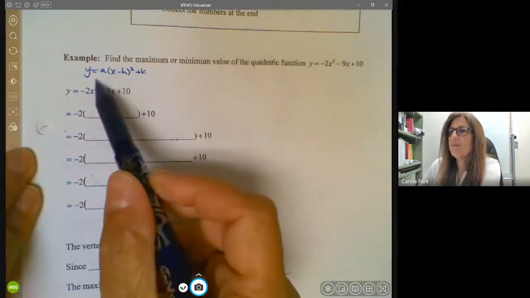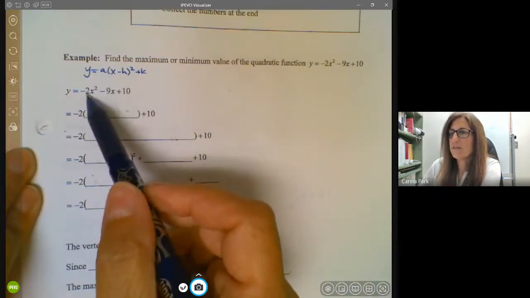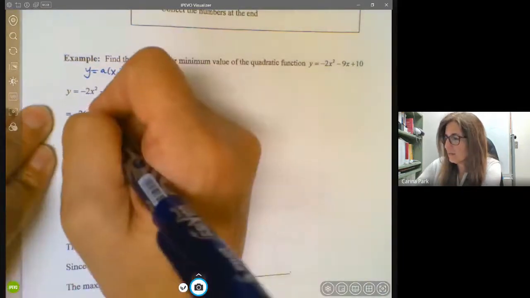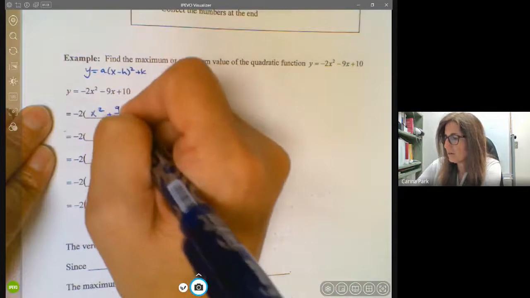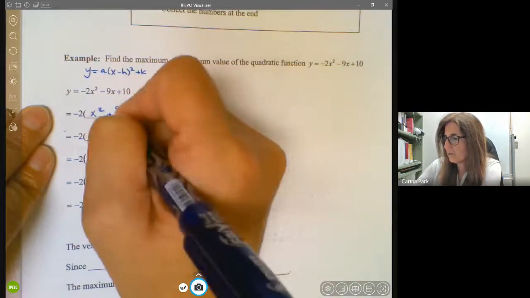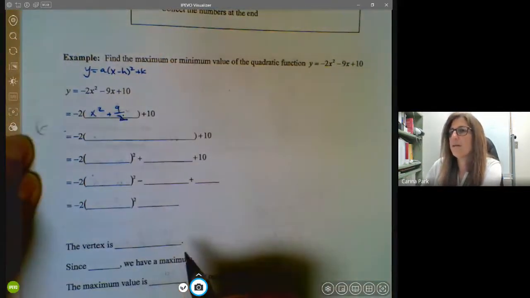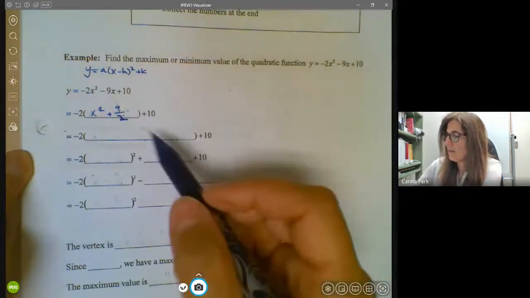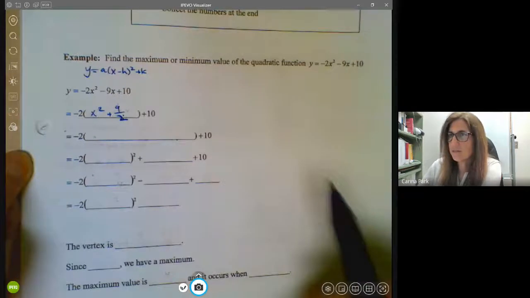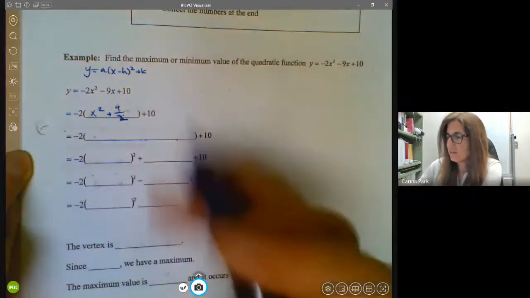So I'm going to factor out this a value. That's the -2. Let's take it out. And I'm left with -2 times x squared plus 9/2 x, because I divided by -2. Now I still want this thing to look like something squared. So I'm going to have to turn it into a square.